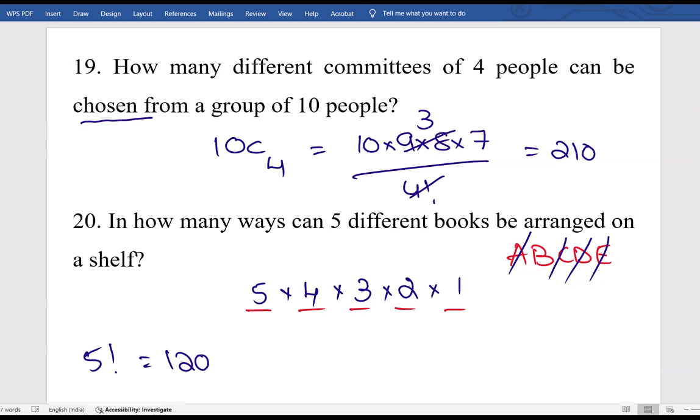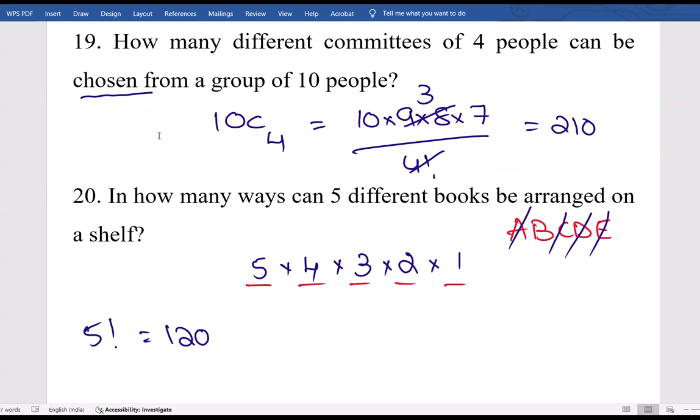I have 5 slots. First slot, 5 books, 5 chances. That 1 book is placed. Next I have only 4 books, 4 places I can go in 4 ways, then 3 ways, then 2 ways. It's 5 factorial directly. 120 is your answer.